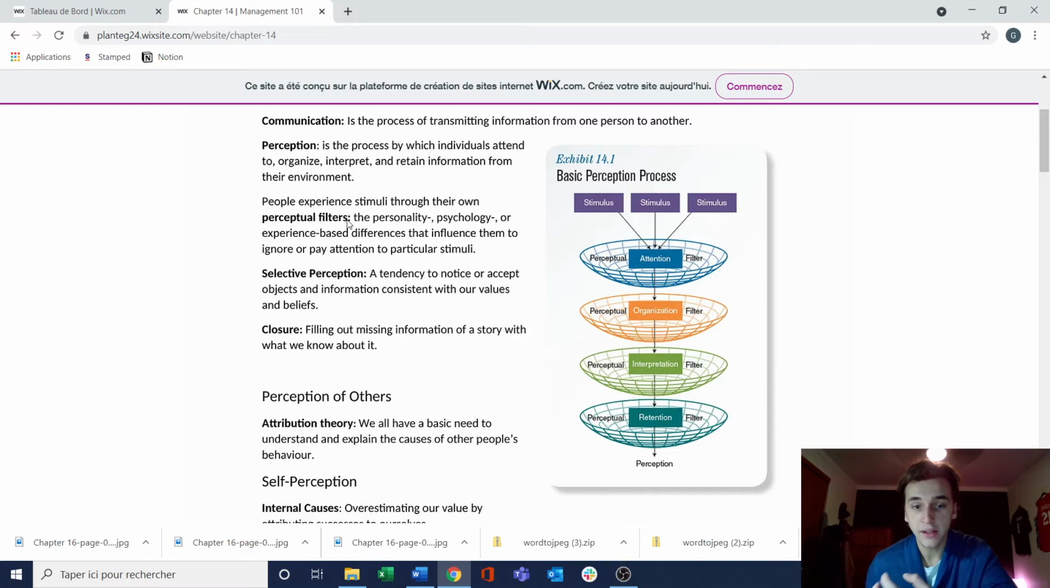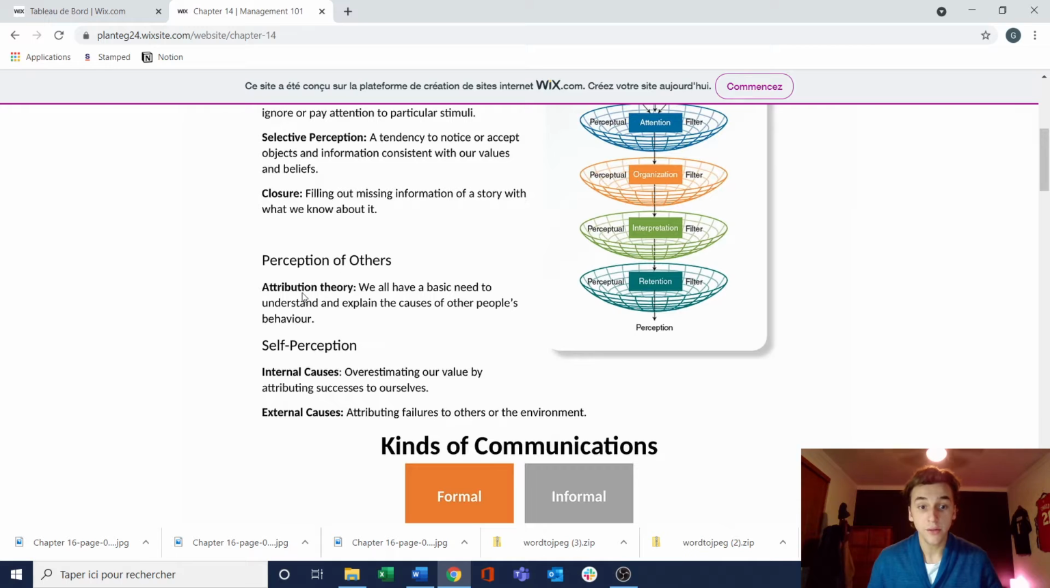So these are the perceptual filters. They change from their personality, psychology, or experience-based differences that influence them to ignore or pay attention to particular stimuli. There's also the selective perception and closure. Selective perception is a tendency to only notice and accept objects and information consistent with our values and beliefs. And closure is when you're filling out missing information from a story by the information that you already know about it.